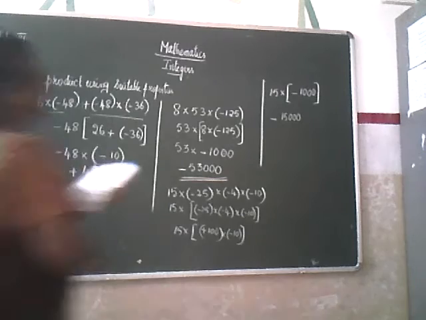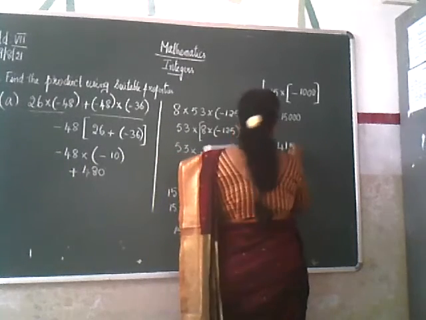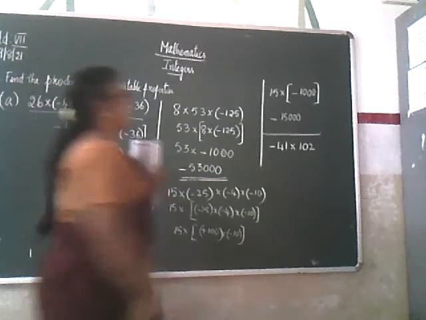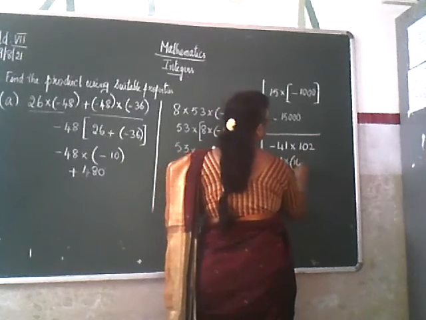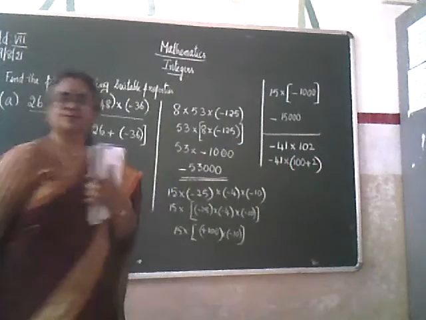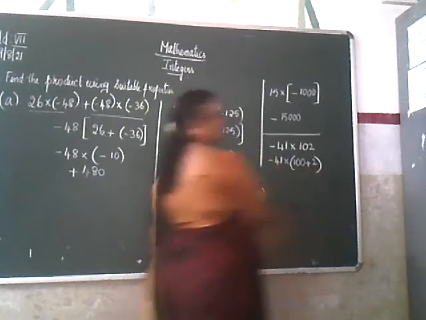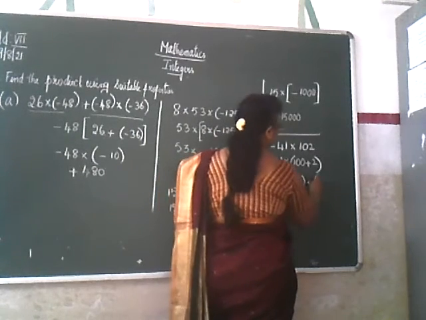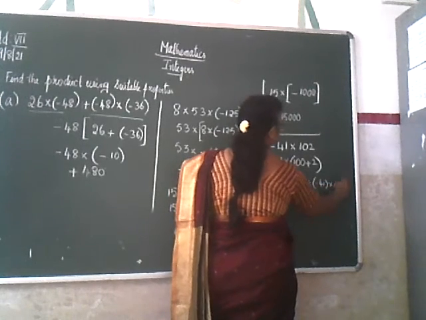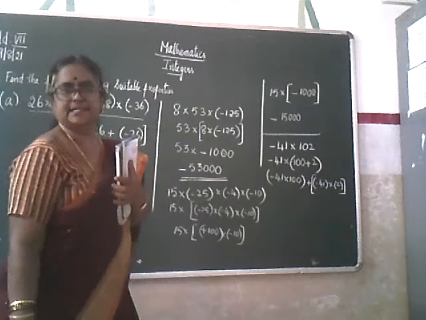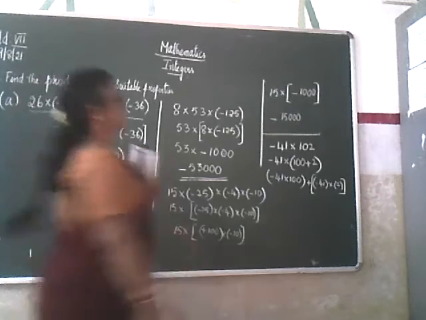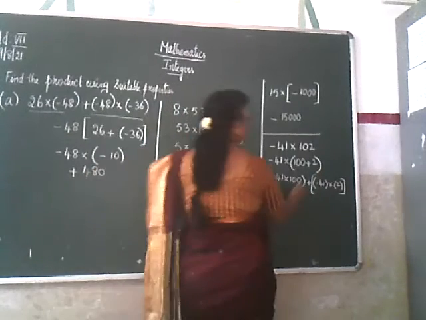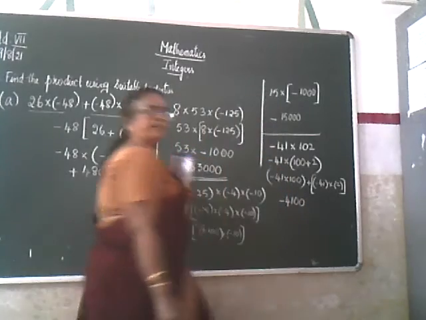Then let me consider the next one. Minus 41 into 102. So you split 102 in such a way, 100 plus 2, so that the multiplication will be easier for you. So I have written 102 as 100 plus 2. Now you multiply minus 41 into 100 plus minus 41 into plus 2. Yes, distributive property of multiplication over addition. So minus 41 into 100 plus minus 41 into 2. Multiply now. Minus 41 into 100 is minus 4,100, 41 followed by 2 zeros.